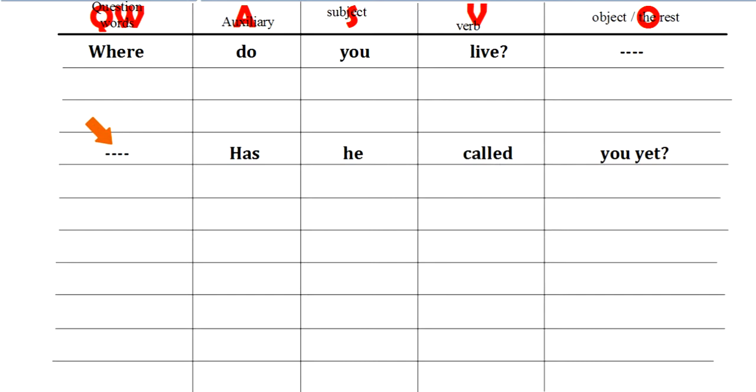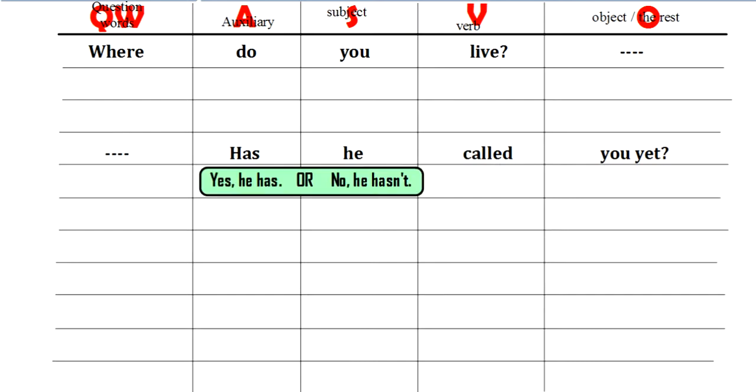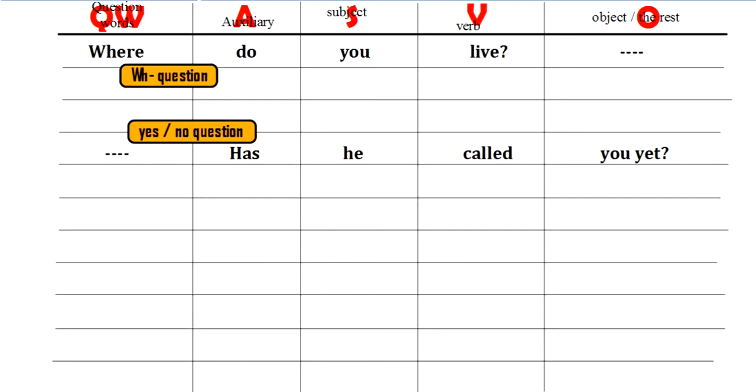It's a very particular type of question. There are only two possible responses. Yes, he has, or no, he hasn't. This is what we call a yes-no question. The other question, where do you live? You cannot respond to this question yes or no. You have to give a piece of information for the response. It's called a WH question or an information question, where the response is related to the question word, in this case, a place.